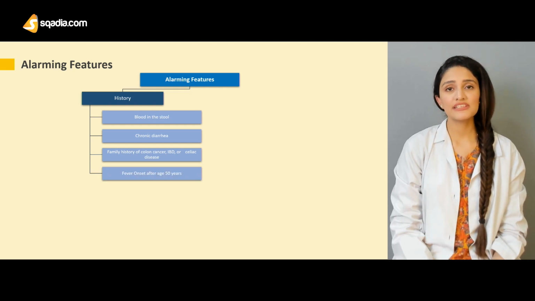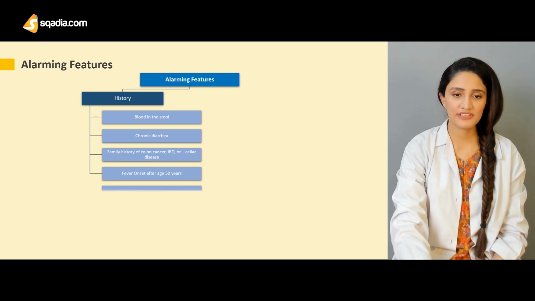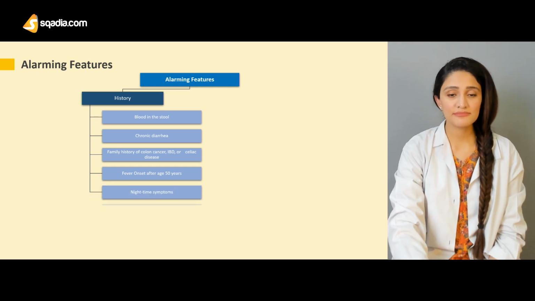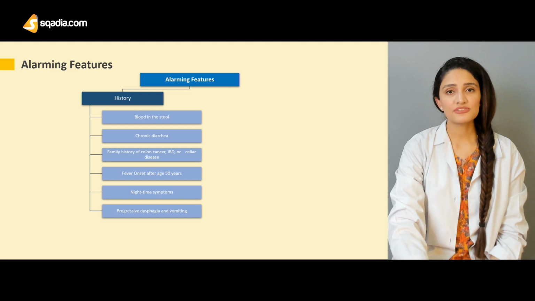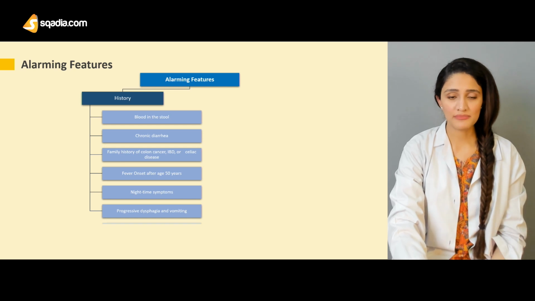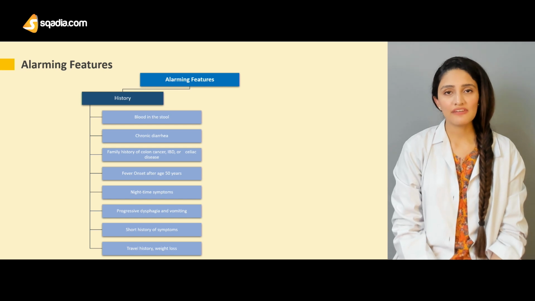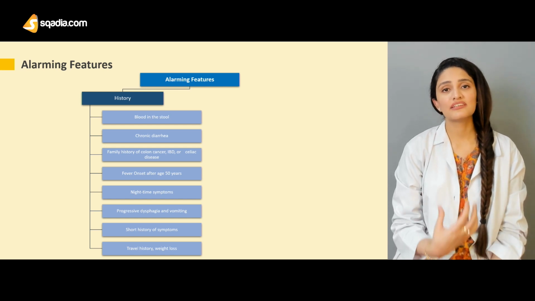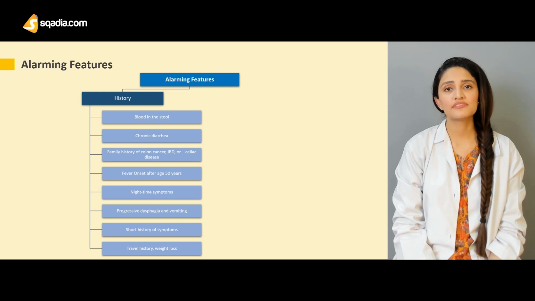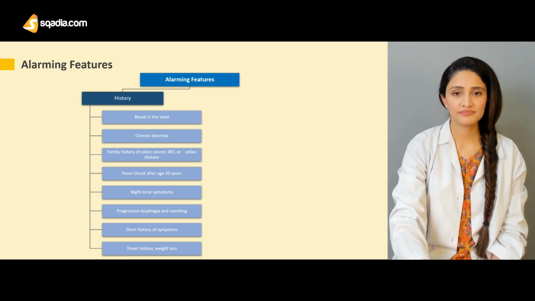And then we need to see if the patient has any fever, if the patient is an old age person above 50 years, any nighttime symptoms, if the patient is also having associated progressive dysphagia and vomiting, any short history of symptoms, and lastly travel history with weight loss. As you all know that there is diarrhea, so we need to rule out if the patient has any gastroenteritis, which could be because of traveling to some remote areas.